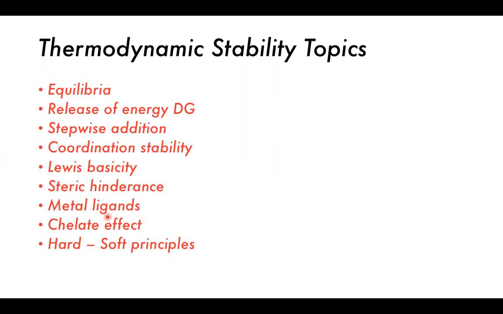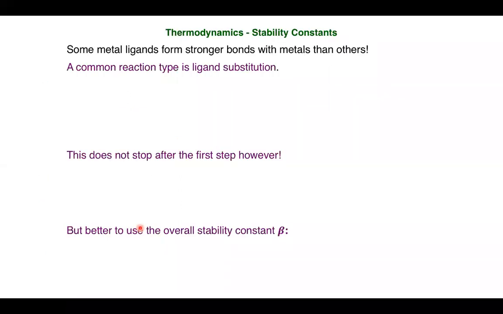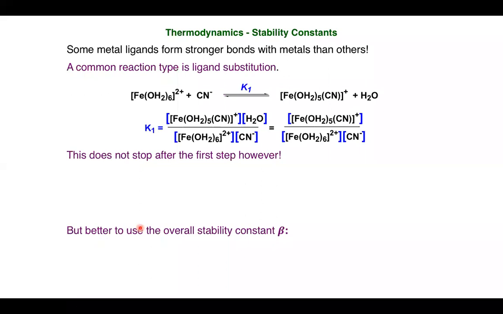Looking at the stability of coordination complexes: Lewis basicity, steric hindrance, looking at the metal ligands, the chelate effect, and hard, soft, acid-base principles. Some metal ligands form stronger bonds with metals than others. And so a common type is ligand substitution.